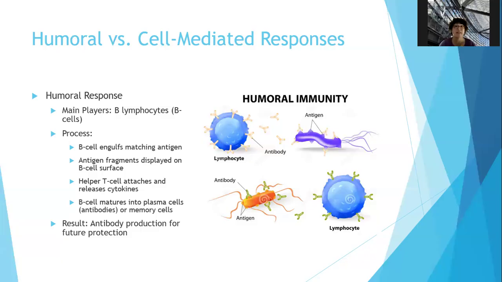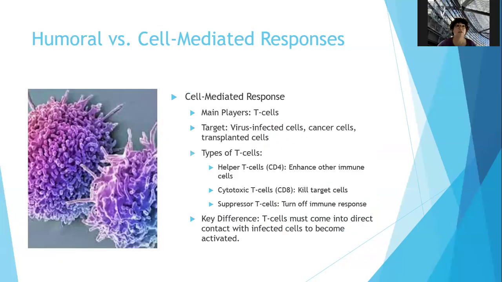So it's called humoral because it's not cell to cell. It's the production of antibodies that happens. The cellular immunity, or cell-mediated response, on the other hand, the main players are T cells or T lymphocytes. So the target usually is virus-infected cells, cancer cells, or transplanted cells. So a virus-infected cell is interesting. We'll talk about this when we talk about viruses.